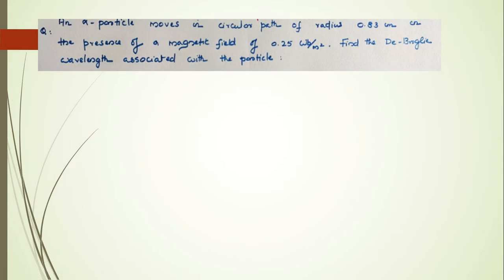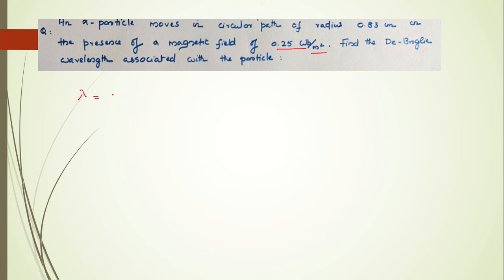An alpha particle moves in a circular path of radius 0.83 centimeter in the presence of a magnetic field of 0.25 Weber per meter square. Find the De-Broglie wavelength associated with the particle.